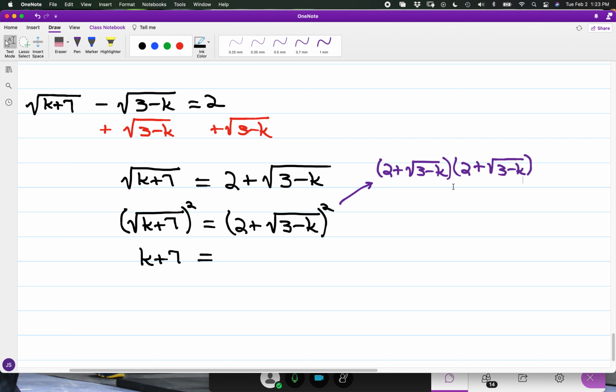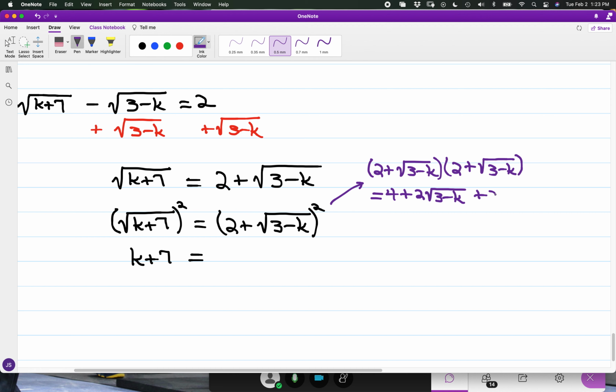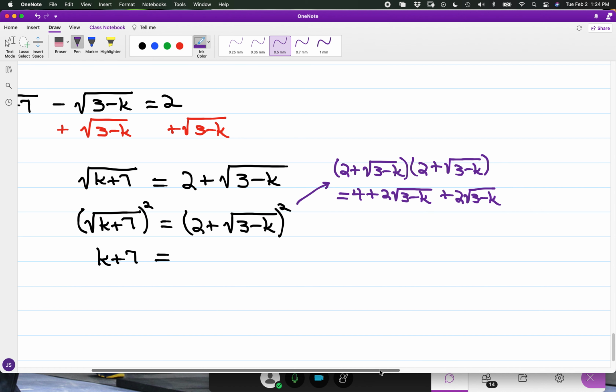And we have taking the FOIL. I have 2 times 2, which is 4. Outside we have 2 times the square root of 3 minus k. Inside we have 2 times the square root of 3 minus k. Now you have the square root of 3 minus k times itself, and if you have a repeating square root expression, this will be like the square root of 3 minus k to the second.